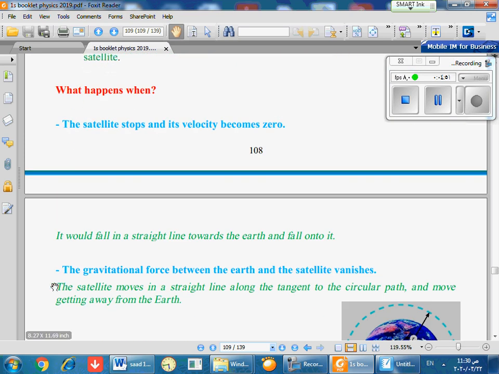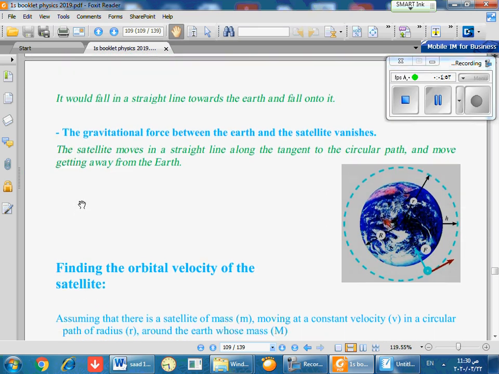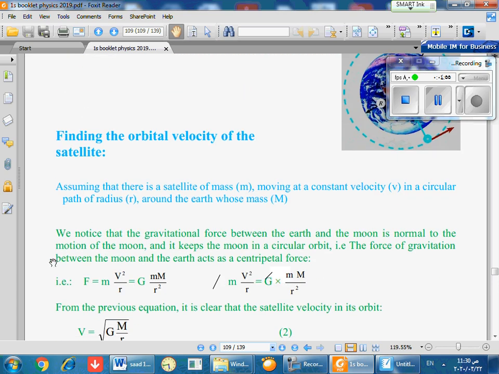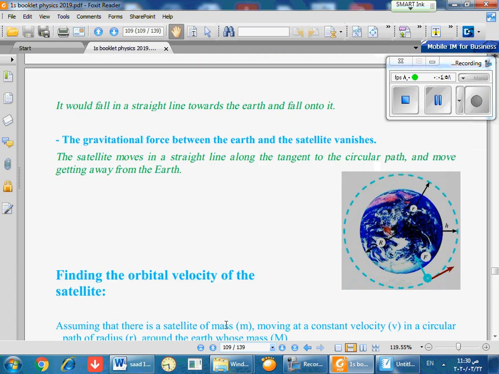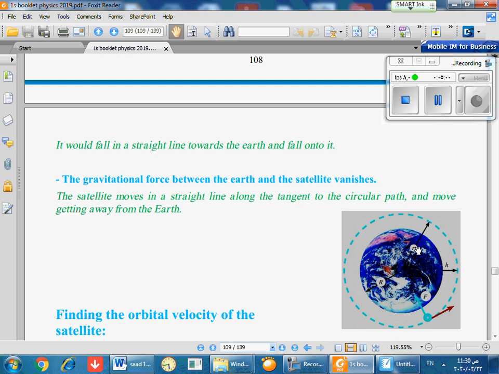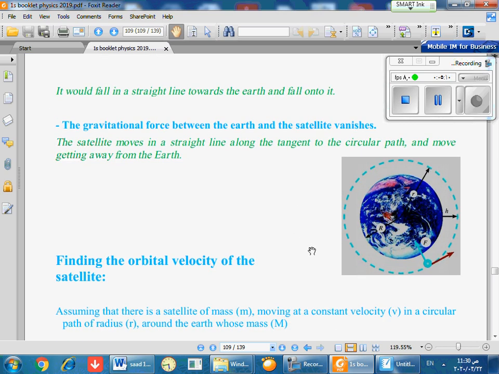These points are for revision. So, if we want to talk about satellites, Earth attracts any satellite revolving around it by a force. This force is a gravitational force and also a centripetal force.